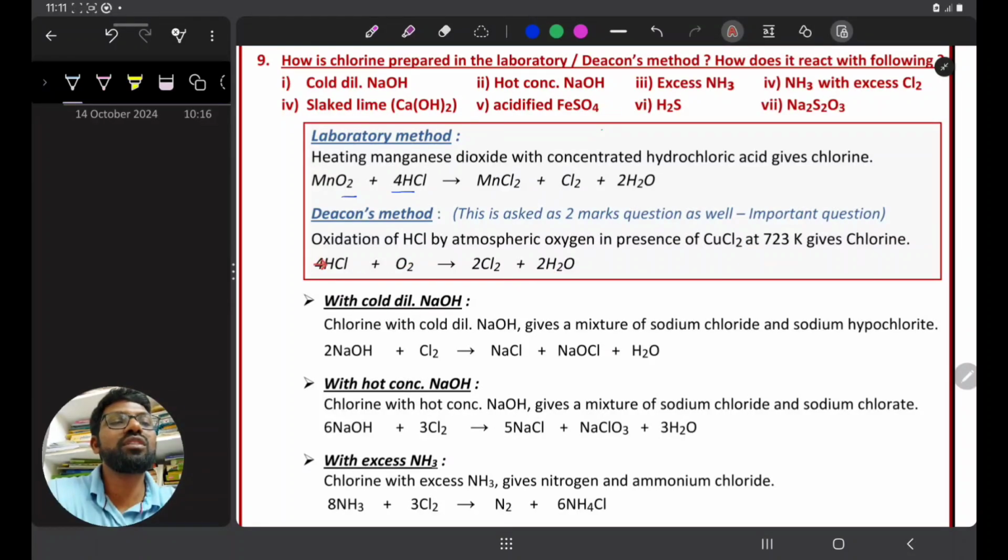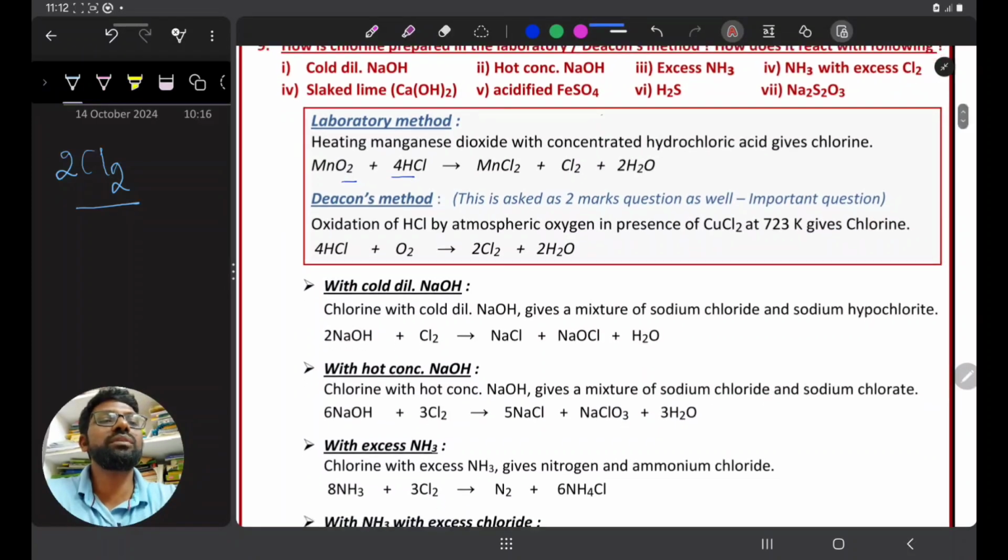So that means hydrogens and oxygens are completely consumed in the reaction. Next, what is left? 4 chlorine atoms are left. Chlorine is a diatomic molecule. Whenever you find chlorine, it will be in the Cl2 form. Here 4 hydrogens are used, and 4 chlorines are left. So 4 chlorines will be in the form of 2Cl2. We will get chlorine molecules, right? This is the preparation method.